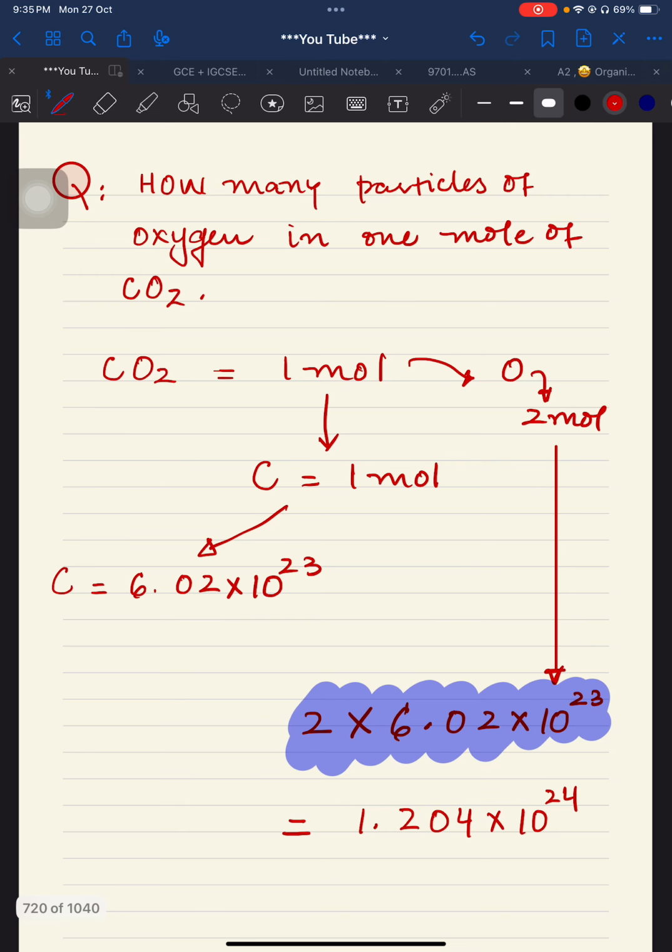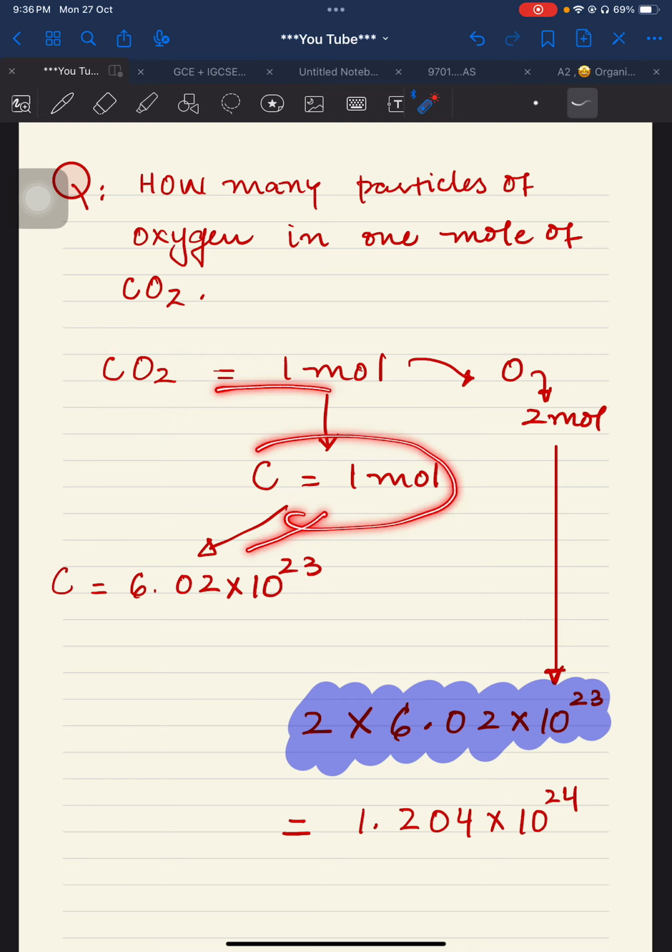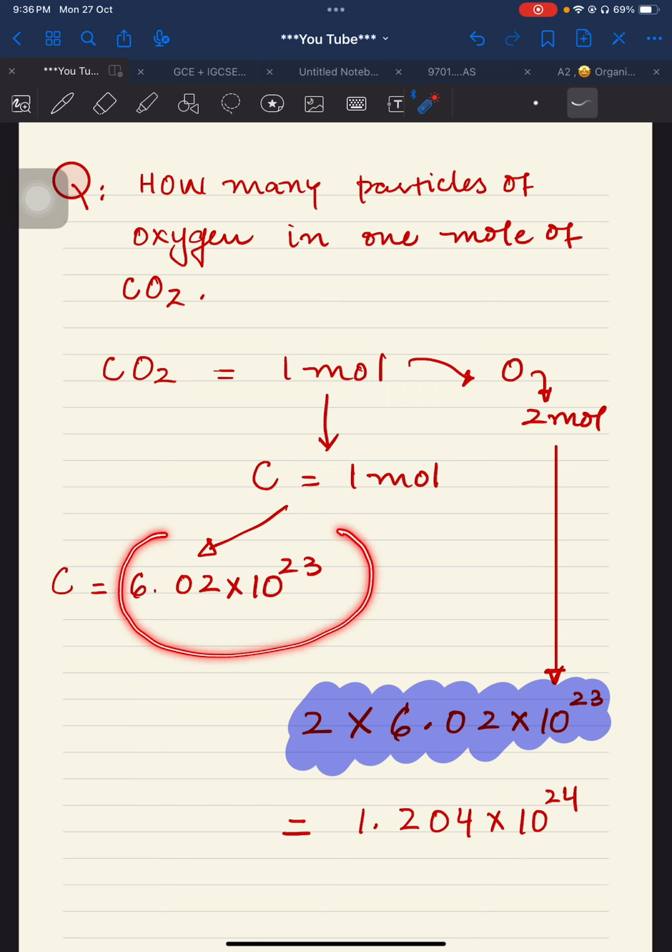Here I have a few more questions related to that. You can check this right now. I'm going to spotlight it. How many particles of oxygen are in 1 mole of carbon dioxide? Okay, so 1 mole of carbon dioxide will have how many molecules of carbon dioxide? That will be 6.02 into 10 raised to the power 23. As the formula is CO2, it tells you that it will have 1 mole of carbon. So the number of particles of carbon will be 6.02 into 10 raised to the power 23.